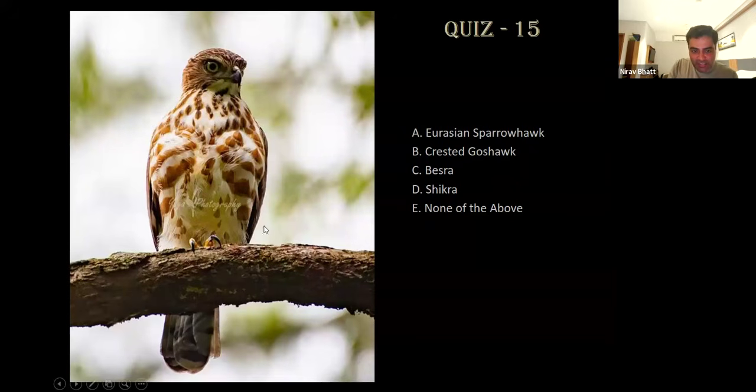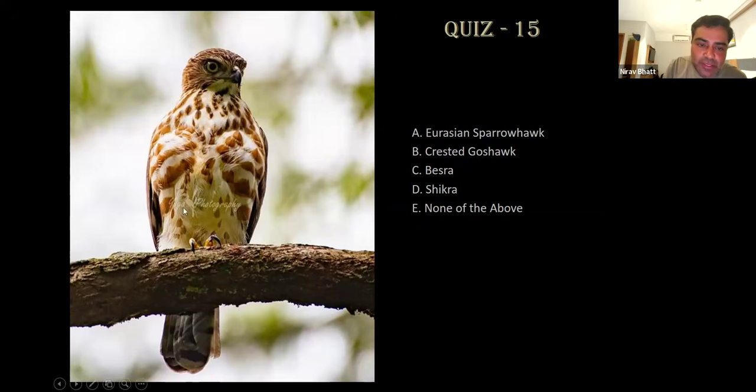It is not a Besra because the beak is long. The beak is prominent. One. Second, there is no prominent yellow eye ring here. Number two. And the tail is more of a rounded tail. And Besra overall is very slim built and a long looking bird, while Shikra and Crested Goshawk are robust looking birds. So this could either be a Shikra or a Crested Goshawk.